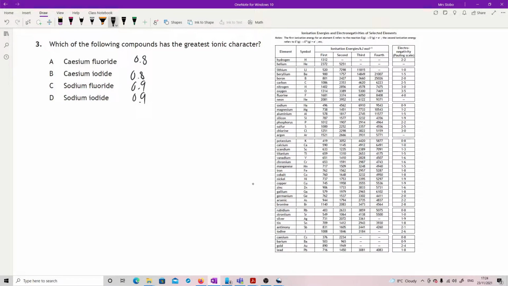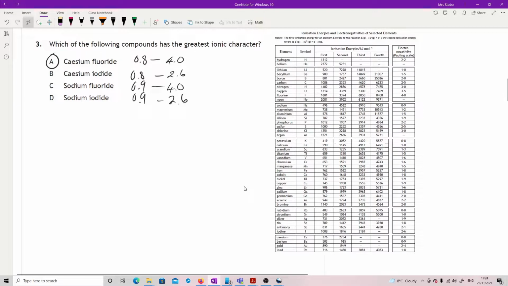Then I need a fluorine. So fluorine, again, just finding the right bit for fluorine. Why can't I find fluorine? Fluorine, there we go, is 4, which is the biggest one. And iodine, 2.6. So we are looking for the greatest ionic character and the biggest gap, so that must be that.